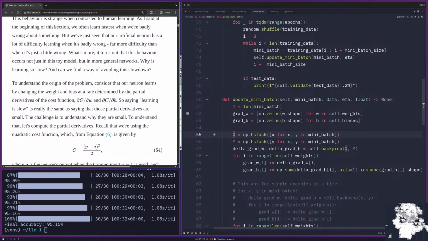This behavior is strange when contrasted to human learning. As I said in the beginning of this section, we often learn fastest when we're badly wrong about something, but we've just seen that our artificial neuron has a lot of difficulty learning when it's badly wrong. Far more difficulty than when it's just a little wrong.